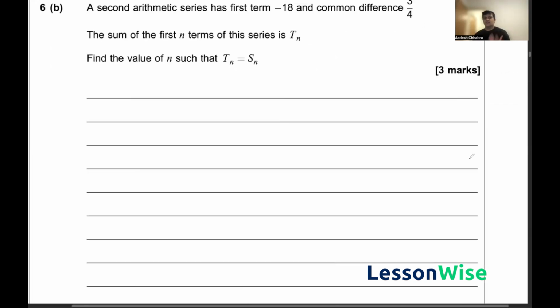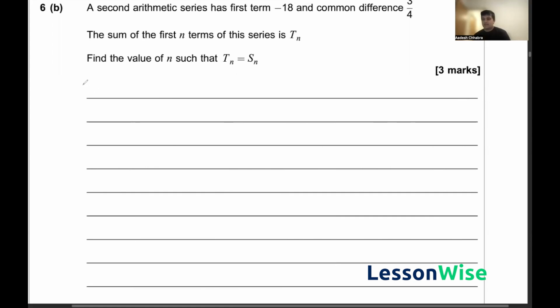So in part B, we've been told that a second arithmetic sequence has the first term of minus 18 and a common difference of 3 by 4. Now, it's also been told that the sum of this series is equal to Tn. And we now need to find the value of n such that Tn is equal to Sn, where Sn is the sum of our first arithmetic sequence.